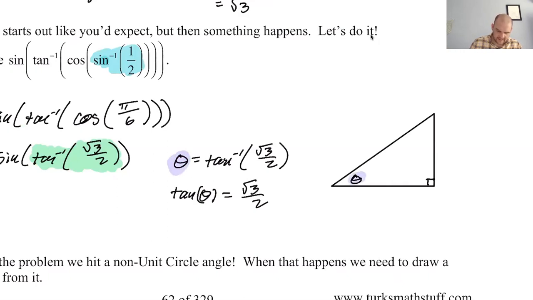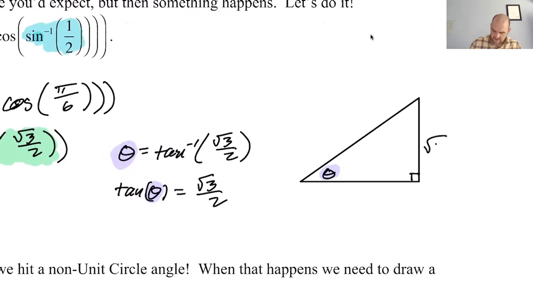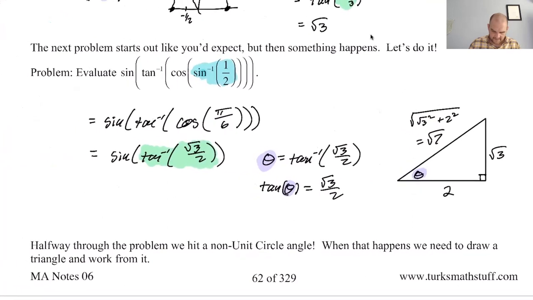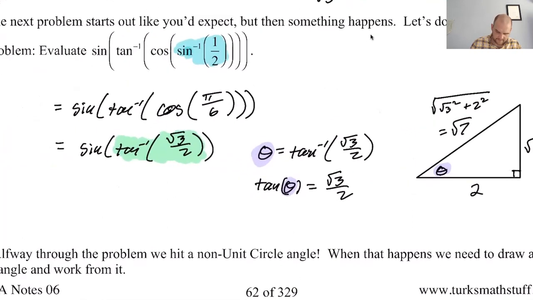I know that the tangent of theta is radical 3 over 2, so opposite over adjacent is radical 3 over 2, which means I can find the hypotenuse, right? It's going to be the square root of radical 3 squared plus 2 squared, which is the square root of 7. So that's the hypotenuse. And then what am I looking for? Well, I have to highlight this in multiple colors. Theta is also there, right?